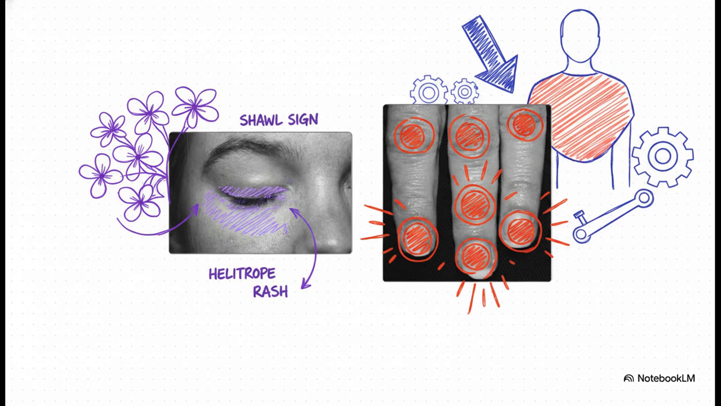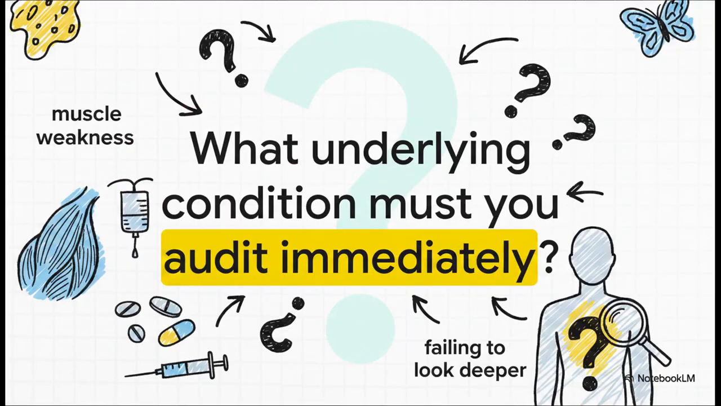And then there are Gottron papules, those erythematous plaques overlying the knees or knuckles. If you see symmetric proximal weakness, plus these specific rashes, or even the classic shawl sign of erythema draped over their upper back, boom, you have your dermatomyositis signal. But wait, once you make that dermatomyositis diagnosis, your work isn't done, not even close.